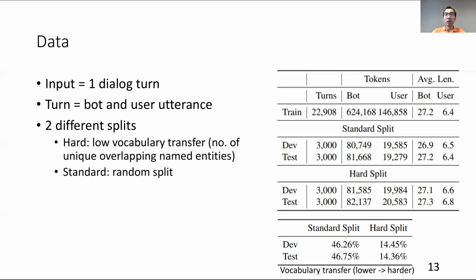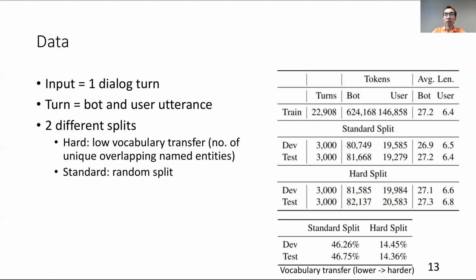The data are divided into two different splits, namely a standard split and a hard split. The standard split and the hard split share the same training sets. However, the development sets and the test sets of the hard split are created such that they have more named entities that are not seen in the training set. The overlap of named entities between the training sets and the test sets is measured using vocabulary transfer. The development and test sets of the hard split have much lower vocabulary transfer than that of the standard split. This can be seen in the table at the bottom right.